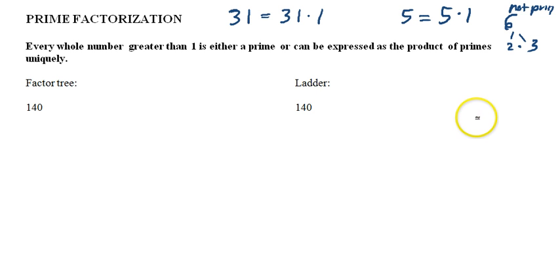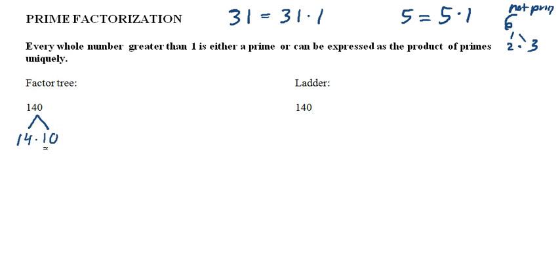Every whole number greater than 1 is either prime or can be expressed as the product of primes uniquely. So what does that mean? It means there's one unique set for a number. So here's how we do it. The first thing is called a factor tree, and you've probably seen this before. You just need two numbers that when multiplied give you 140. My first thought is, because it has a 0, I'm going to do 14 and 10.